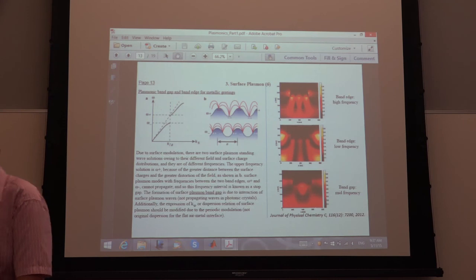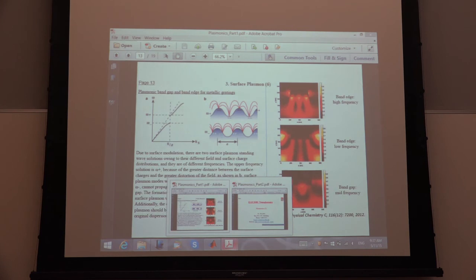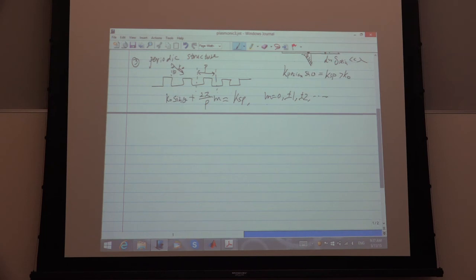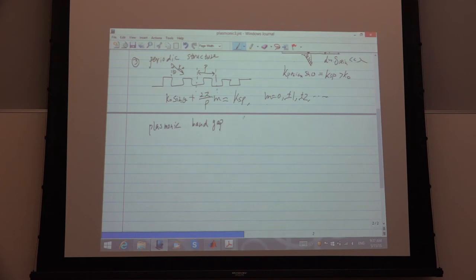So in the last lecture, I think the most difficult part is the plasmonic band gap. Maybe many of the students missed this part, so I'd like to repeat that. It's about the plasmonic band gap. Everyone knows the photonic part, so I use this part. Maybe you can study them comparatively.